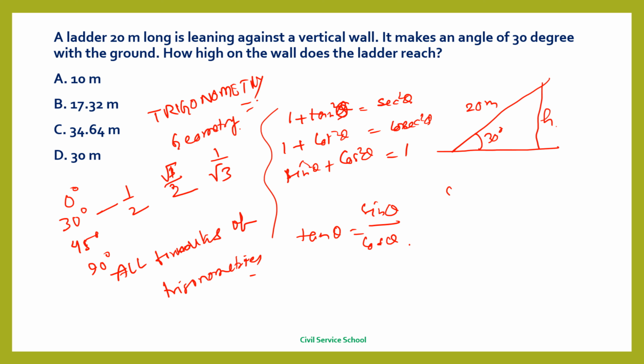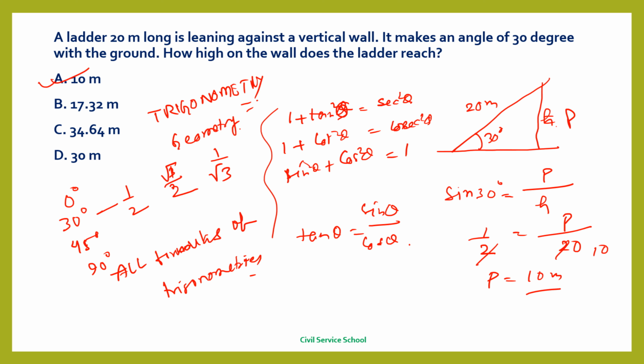So all of you know that this is sine 30. Sine 30 means perpendicular by hypotenuse. So here we need the value of perpendicular, and hypotenuse is 20. Value of sine 30 is equal to half. So P will be 10 meter. So I request all of you to read all the formulas of trigonometry, and the standard values of 0, 30, 45, 90, and value of sine, cos, and tan. I will give you formulas in a separate class.